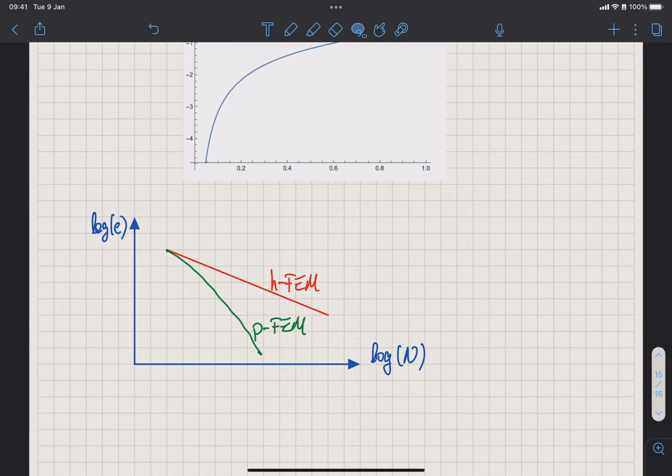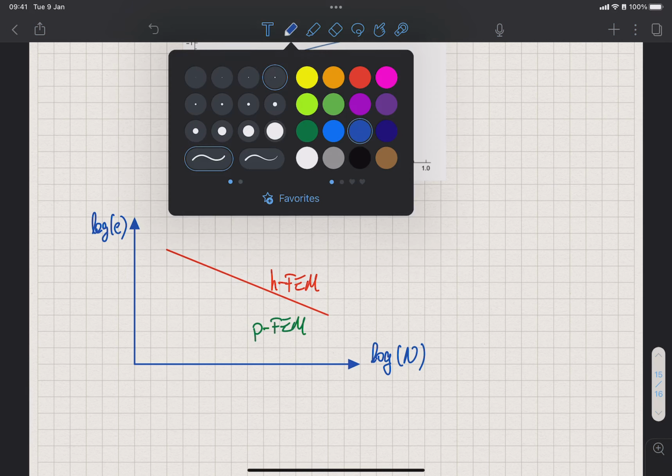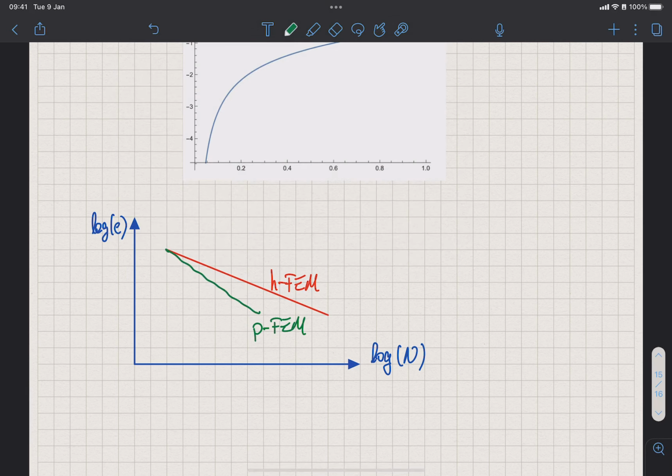Well, for this type of problems, it turns out that h-FEM still gives you an algebraic convergence rate, but now the difference is that p-FEM also gives you an algebraic rate of convergence. So this is no longer a curve. It's going to look more like this.